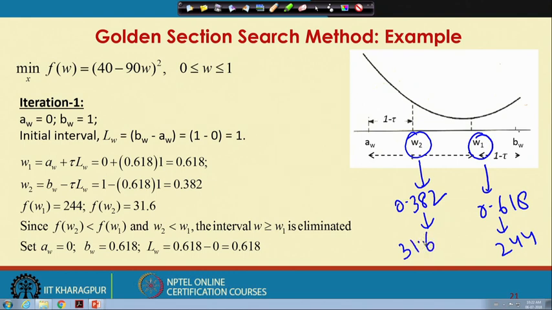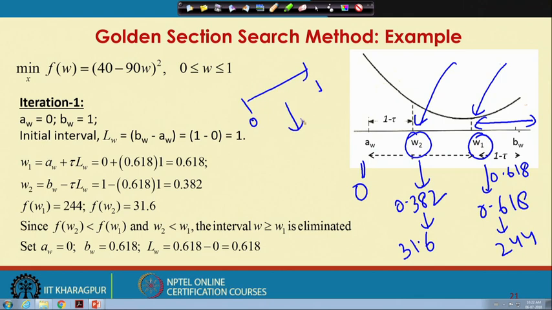Now, f(w2), the function value here is lower than the function value at w1, and w2 is less than w1. So, definitely the minimum cannot lie on the right hand side of w1. So, the right hand side of w1 is eliminated. So, we set a_w equal to 0 and b_w equal to 0.618. So, the interval from 0 to 1 reduces to 0 to 0.618.